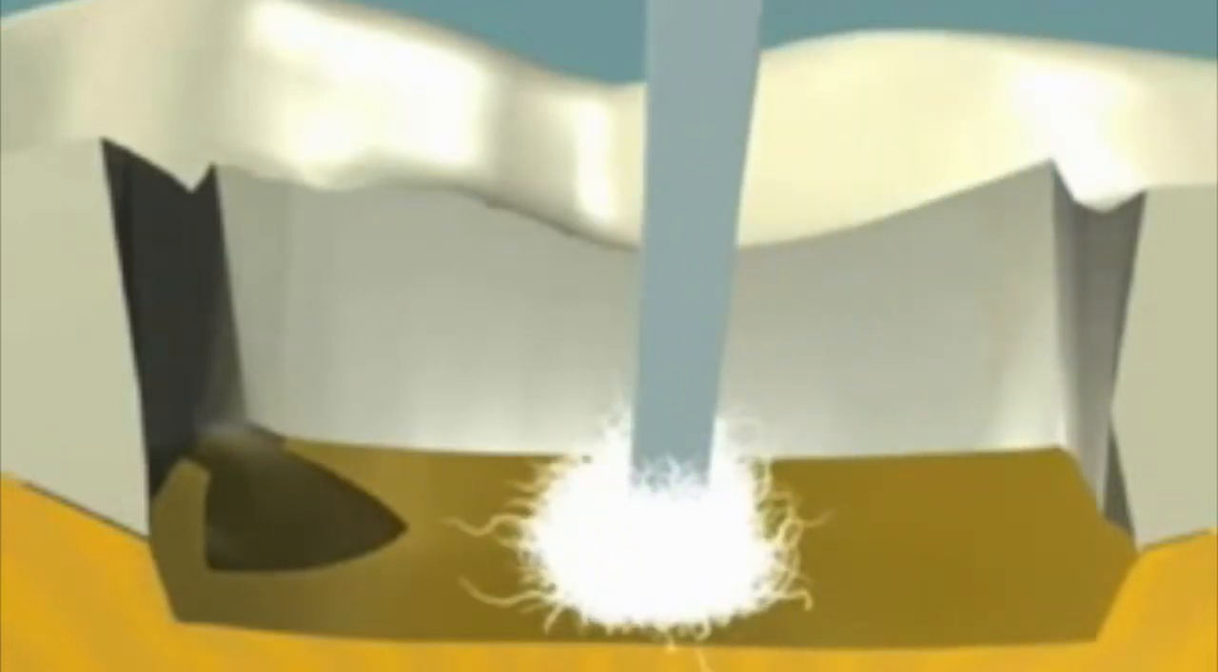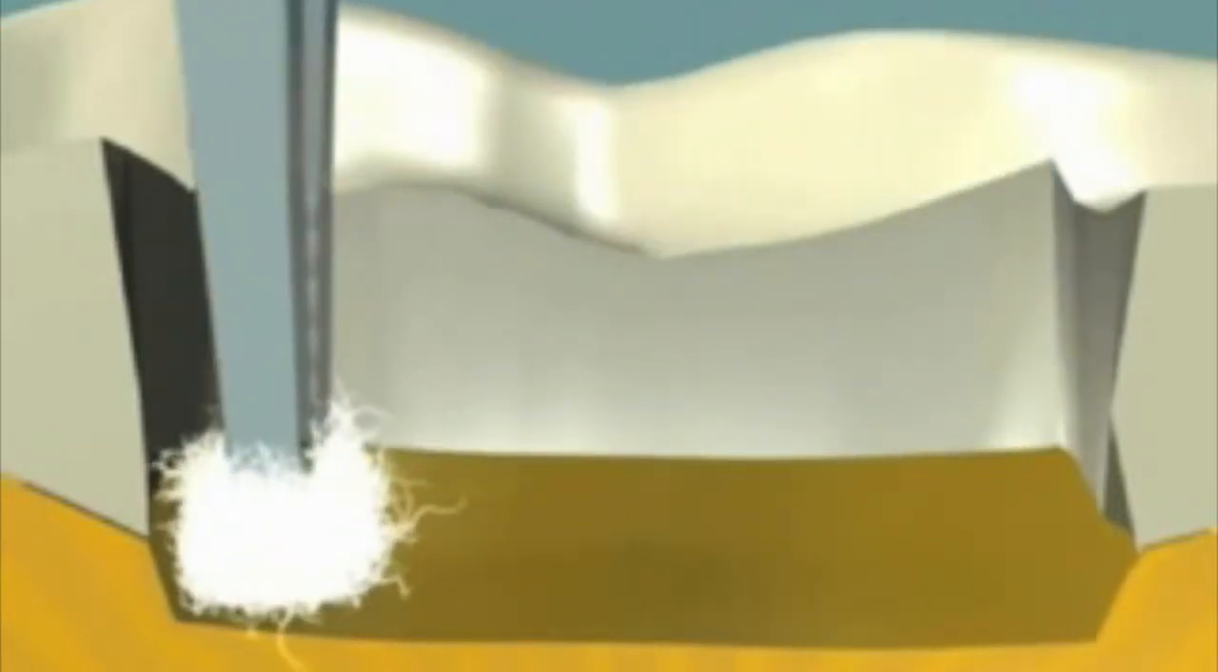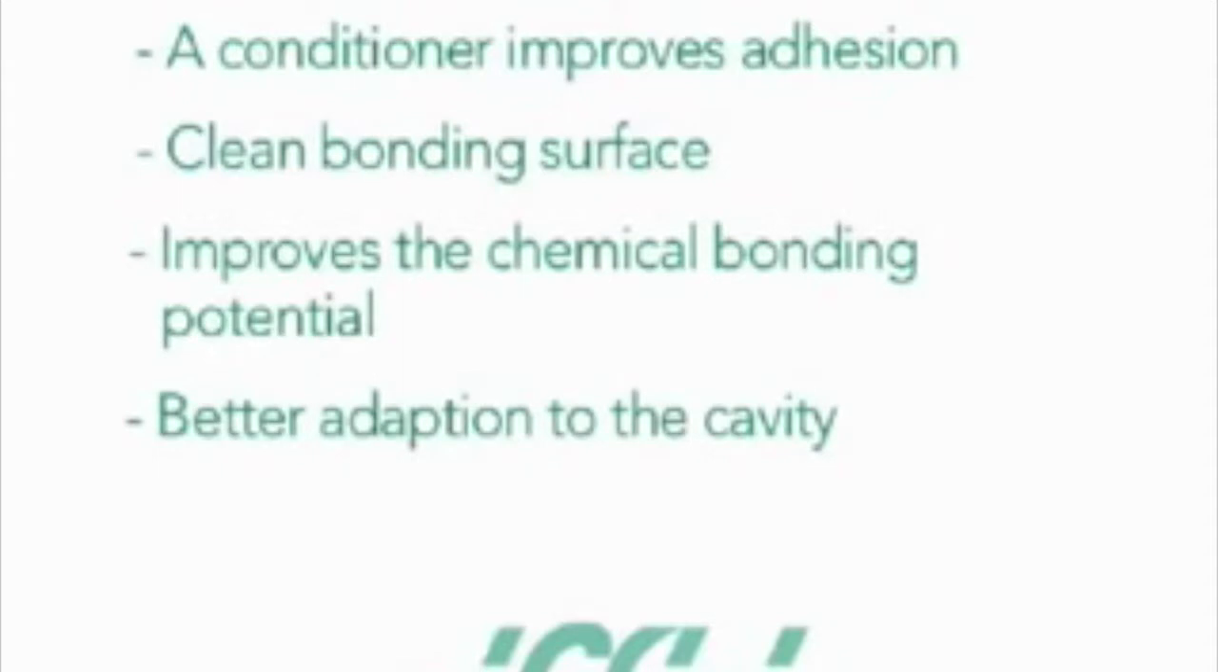Using a conditioner improves adhesion in 3 ways. It creates a clean bonding surface. It improves the chemical bonding potential of the glass ionomer cement, and it alters the surface energy of the tooth so that the cement can wet and adapt to the cavity more effectively.